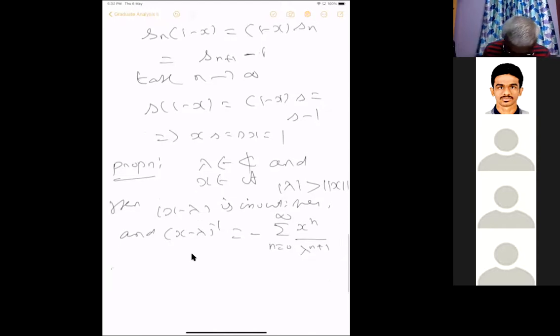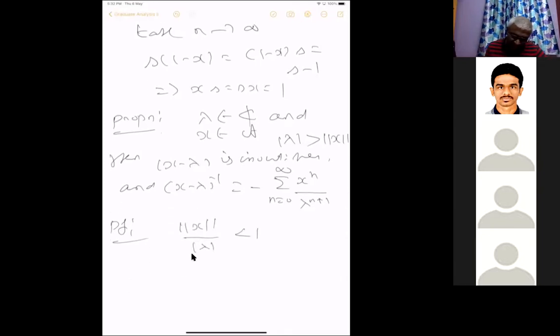So if we have a scalar lambda, a complex number, such that mod lambda is greater than norm x, then x minus lambda is invertible, and the inverse is actually given by this. Okay, so we have that norm x by mod lambda is less than 1. So this implies 1 minus x by lambda is invertible.